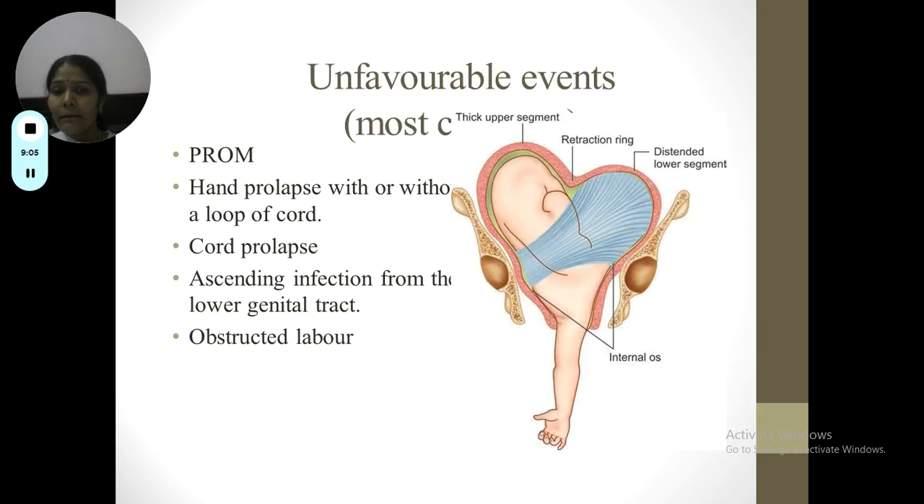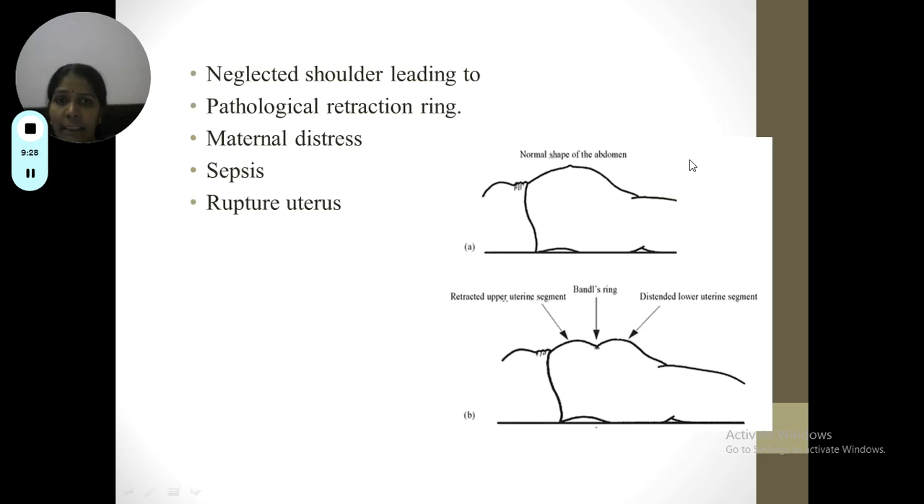Then if the patient progresses in labor without diagnosis, there is an increased chance of obstructed labor because of the contraction of the upper segment and distension of the lower segment, which results in formation of a retraction ring, which we call Bandl's ring. This obstructed labor can further lead to neglected shoulder presentation if not diagnosed, leading to retraction ring followed by maternal distress, superimposed by sepsis or infections.